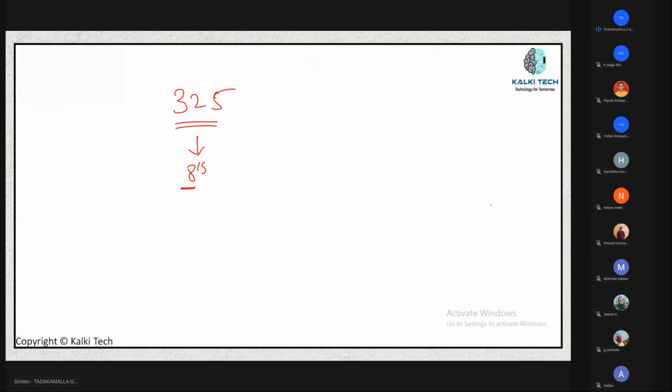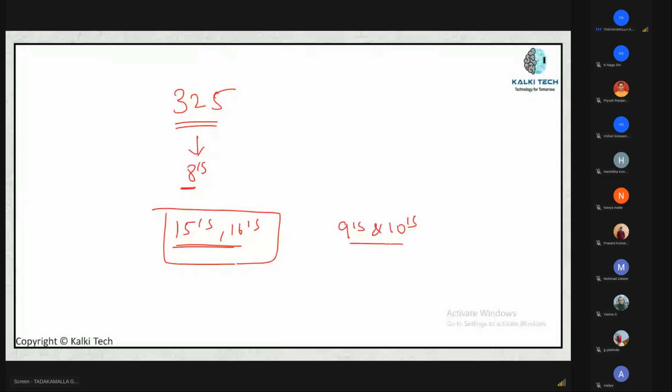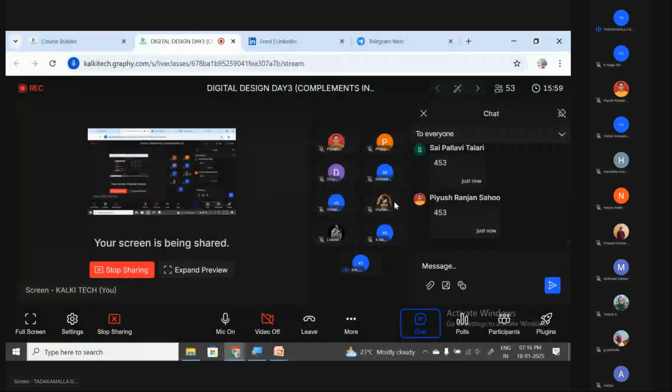So this was about your octal 7's and 8's complement. Similarly, you can perform 15's and 16's complement, and you can also perform 9's and 10's complement. I hope all of you can perform this, right? Does anyone need assistance in this case? For hexadecimal, 15's and 16's complement, and for decimal, 9's and 10's complement. Does anyone need any example regarding this, or shall we move forward?